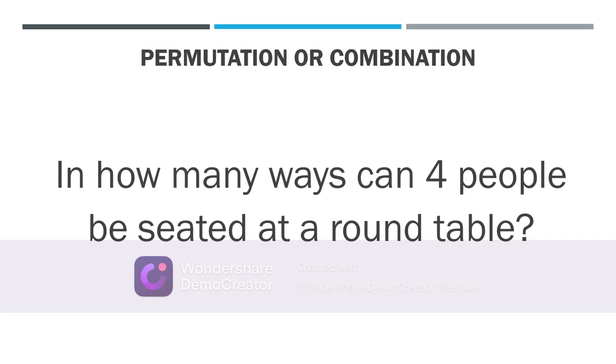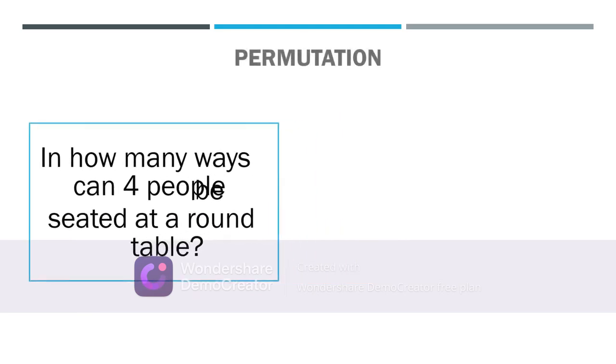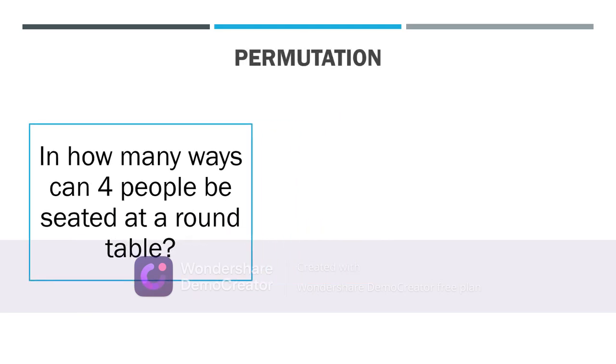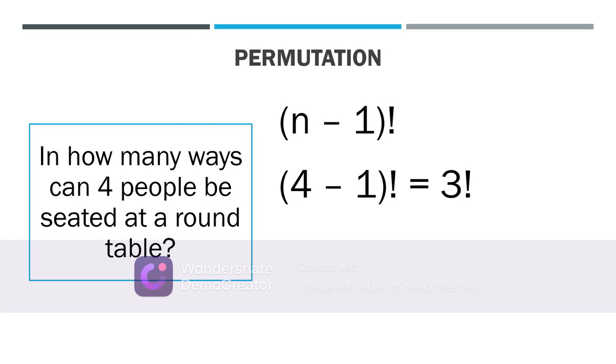In how many ways can 4 people be seated at a round table? Since for round tables, we fix one position and arrange the remaining, so the order matters. This is part of permutation. So what's the formula for circular permutation? That is n minus 1 factorial. Where n here is 4. 4 minus 1 is 3 factorial. That is 6. That means there are 6 ways to sit 4 people at a round table.